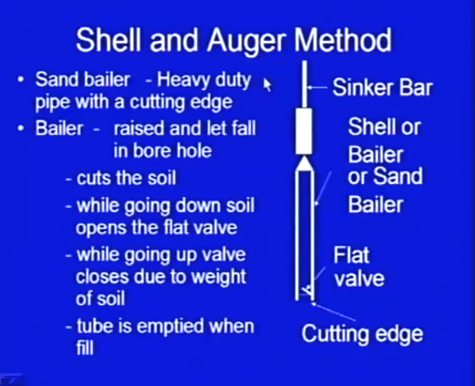Then shell and auger method is there. This consists of a sand baler. It is a heavy duty pipe. This is a very heavy duty pipe here, and at the bottom it has a cutting edge. So, this baler is raised and let fall. When it falls, it will cut the soil, and when it goes down, the soil will enter into this pipe. There is a valve here, this valve opens. So, when soil enters in the pipe, the valve will open, and when this sand baler goes up, this valve will close. So, after number of repeated cycles, this pipe will be filled up with soil and then it can be taken out.